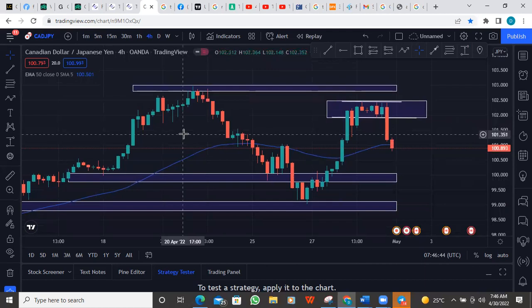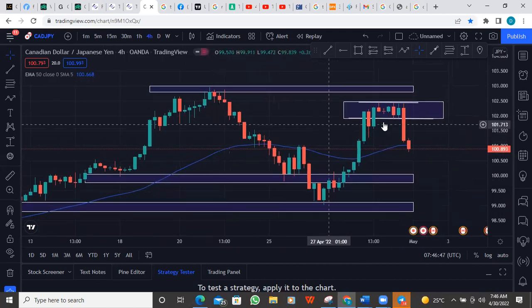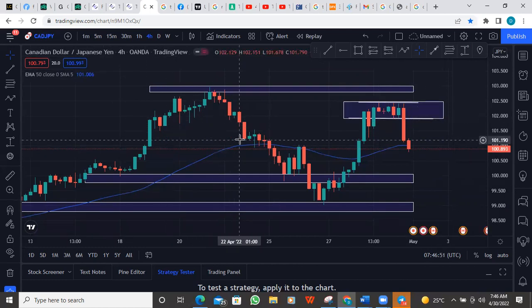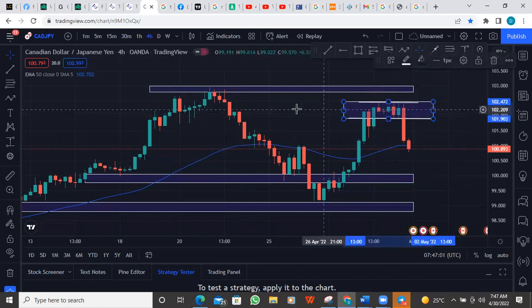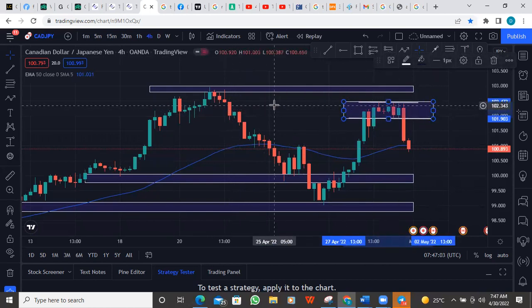All right. So guys, this is how I was able to get the setup on the CAD JPY, and I believe very well that you learned something from this video. You are able to learn how to draw support and resistances, and then you are also able to learn how to identify breakouts.